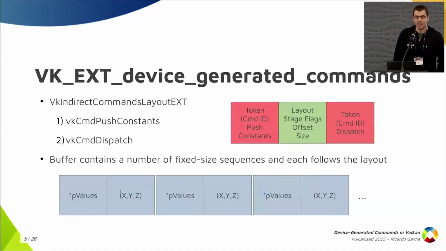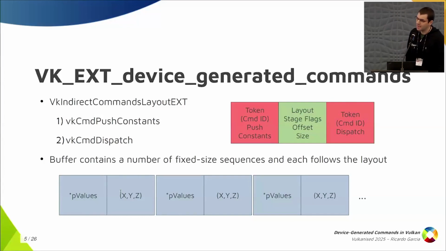In Vulkan and in the VK_EXT_device_generated_commands extension, we have this central concept, which is called the indirect commands layout. This is the main thing. If you want to remember just one thing about device-generated commands, you can remember this one. The indirect commands layout is basically like a template for a short sequence of commands. The way you build this template is using the tokens and the command information that we saw colored red and green in the previous slide.